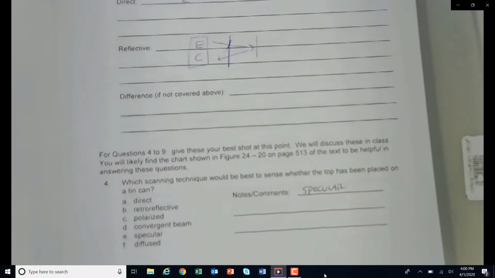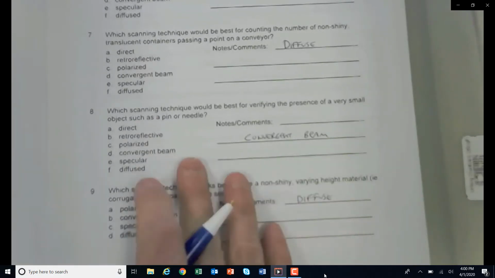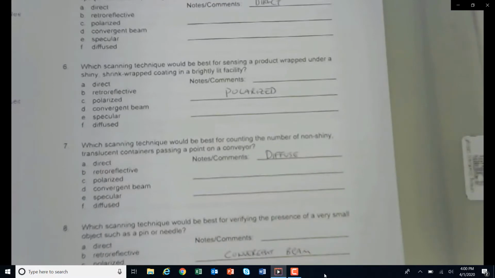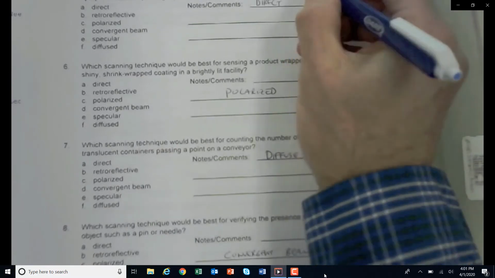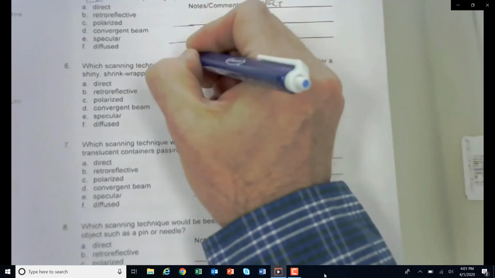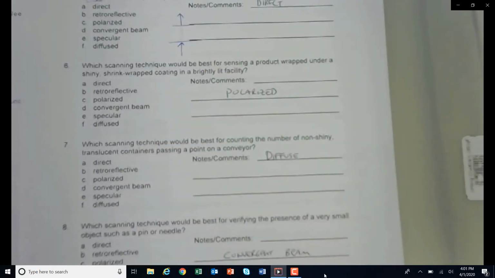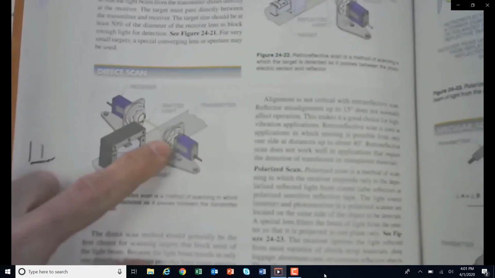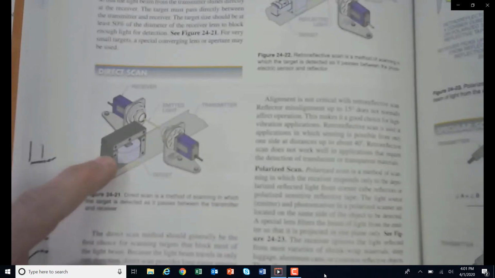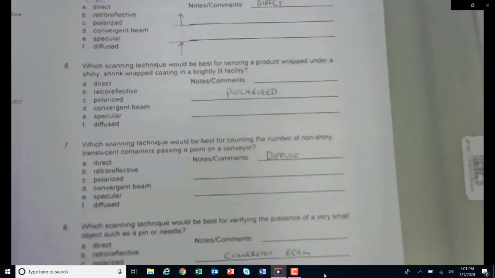Moving on to the second one, some of you were taking a best guess, so I didn't mark you down. I just wanted you to read through the book and see what you got. The next one: scanning for counting the number of shiny, opaque containers, or non-shiny, opaque. So they just block light. If you're going down a conveyor, you pass the beam across to this side, and it comes down and blocks. That's it. So if I look in my book again, it looks like we're going to use a direct scan. Obviously the light can't go through this target, so it blocks the light, and bang, direct scan. And that's used on conveyors quite a bit. So I can say direct.